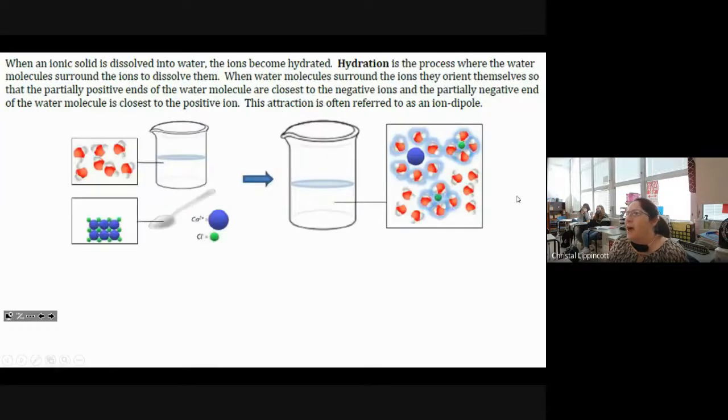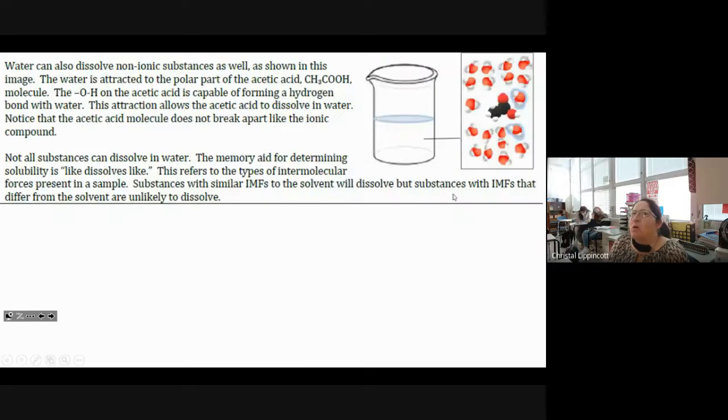So those are called ion-dipole interactions, the attraction between the dipole of the water and the ion that's now separated. Water can also dissolve non-ionic substances as well. You can see here that with acetic acid, the water will surround that acetate ion, and the attraction allows it to dissolve in the water.